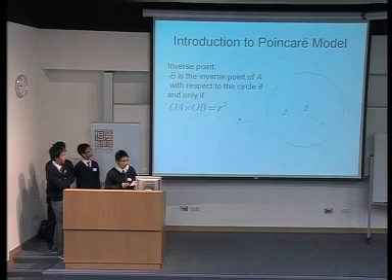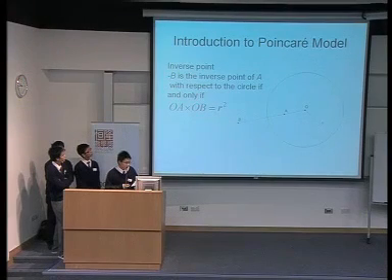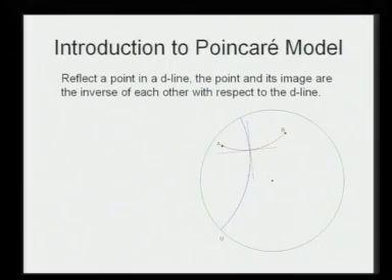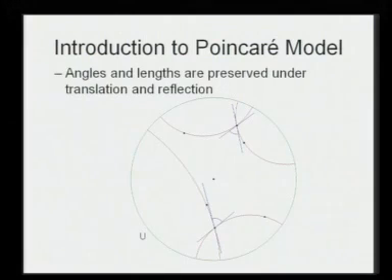And then how can we define inverse point? We can look at the figures for the illustrations. We can see that B is the inverse point of A with respect to the circle if and only if OA times OB equals R squared. And the inversion has an important property in the model. When we reflect a point in the D line, the point and its image are the inverse of each other with respect to the D line. And under the reflections and translations, angles and lengths are preserved in this model.